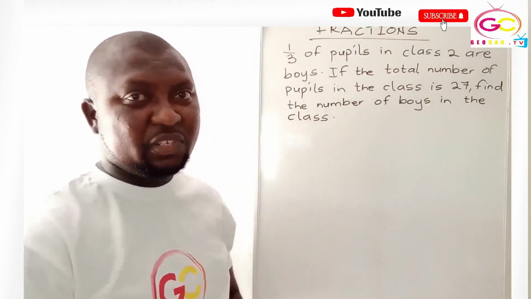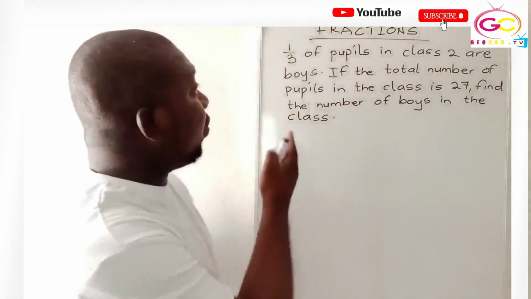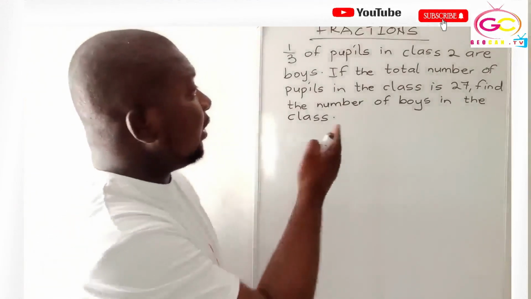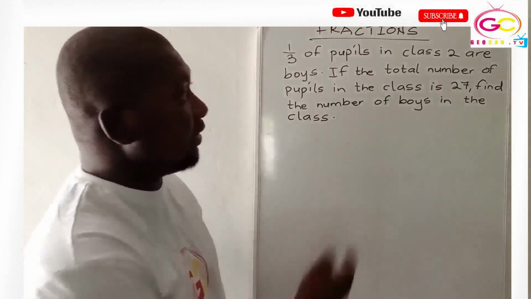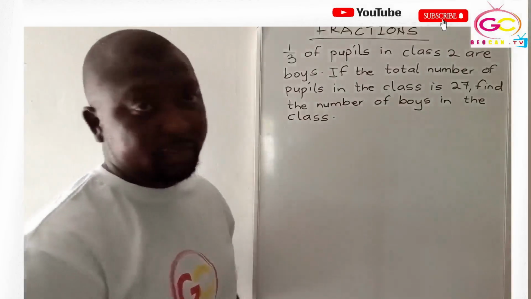Yes, let's tackle this question on fractions. Pay critical attention here. Now, what do we have? 1/3 of pupils in class 2 are boys. If the total number of pupils in the class is 27, find the number of boys in the class.